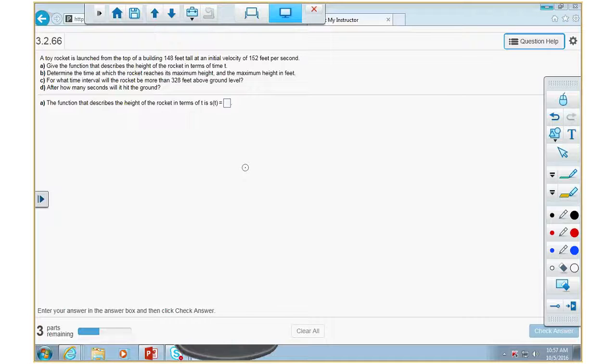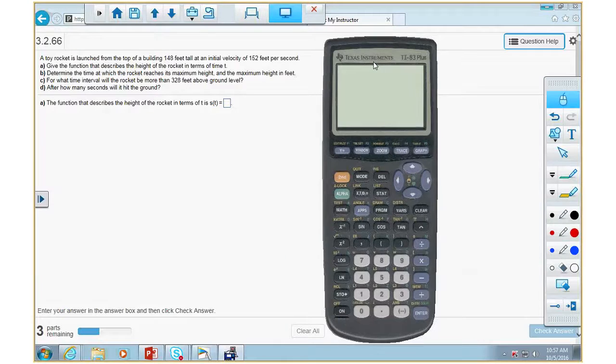Let's Google it. All right, so here we go. Since we've already got it in the formula, all we have to do is hit graph, our y is equal, and just change what? 152 feet, that'd go right here. And what's the initial height? 148. And what's the vertical they're asking for? 328. And now hit graph, and there you go.